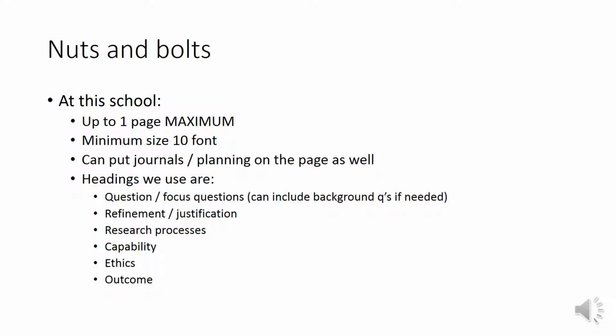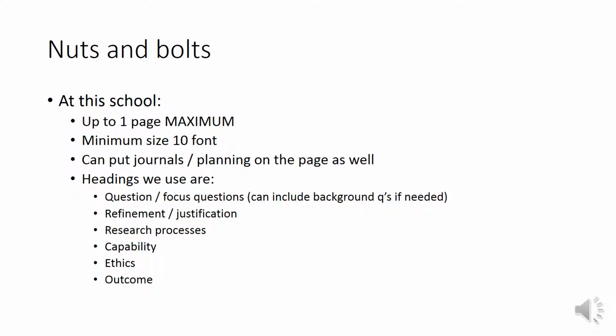So you have up to 2 minutes per page, and you can submit it as a video or on a disc. And you don't need to just have your proposal on that. You could have some planning or some journals that talk about how you refined your topic. You can have lots of other things on there as well.